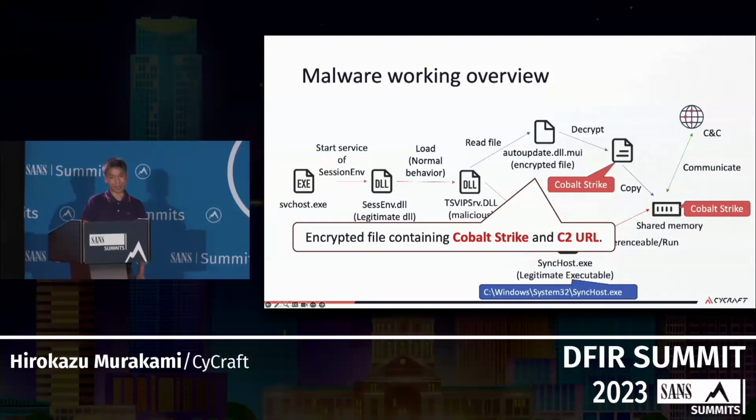Auto-update.dll.mui was an encrypted file. When it's decrypted, there was information about Cobalt Strike and the C2 URL. This data was copied to shared memory.